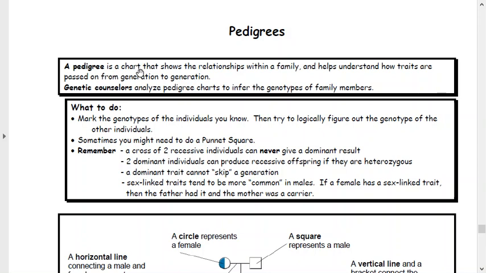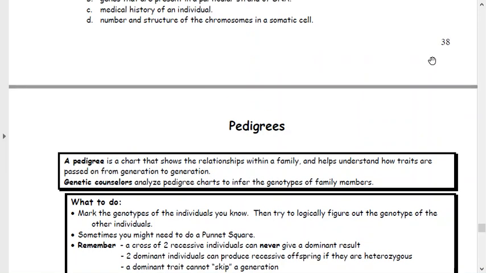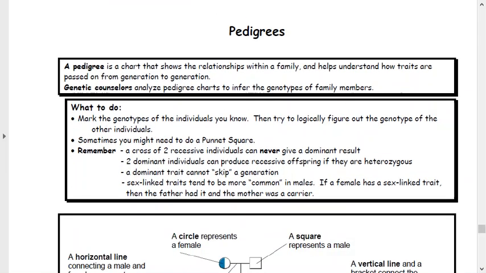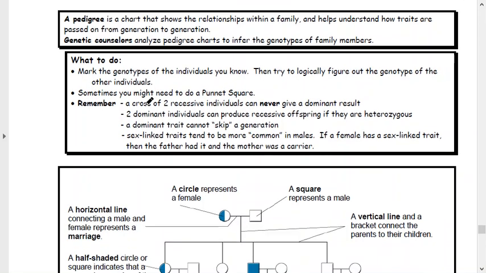These are your last notes for genetics, your pedigrees notes. Let's go ahead and start. We're on page 39 of your practice packet. Almost there, so let me get my little marker out.